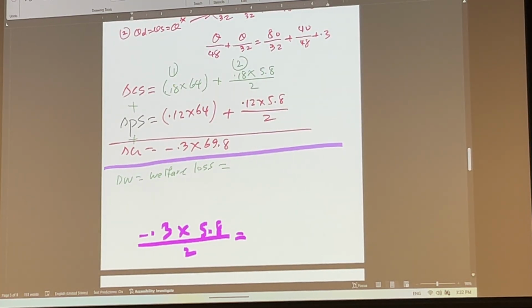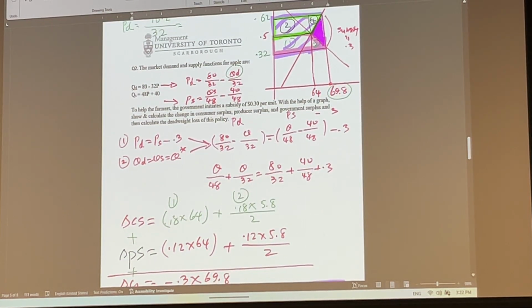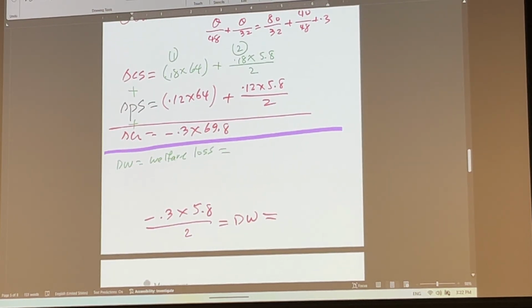Should be 30 cents divided by 2. This is the DW. Verify it. What would be this number anyway? So the way I did it, I calculated that shaded area, but here we're doing it incrementally. What would be 0.3 multiplied by 5.8 divided by 2? How much is this one? 0.87.